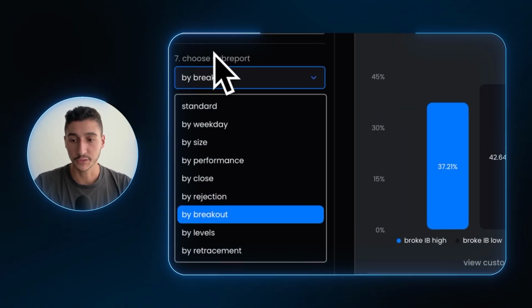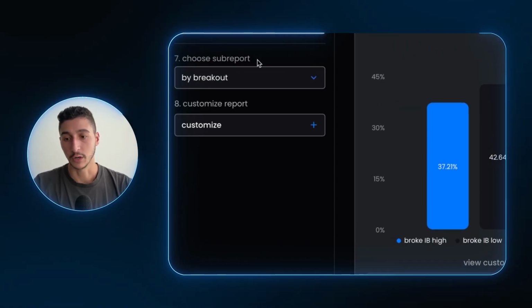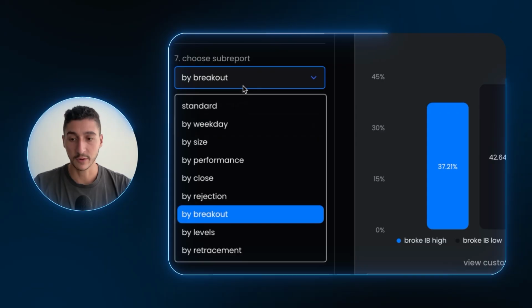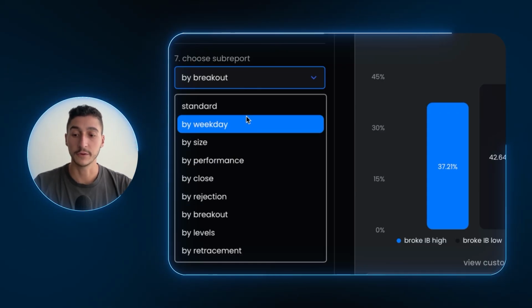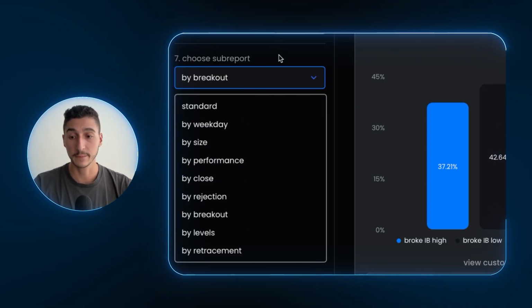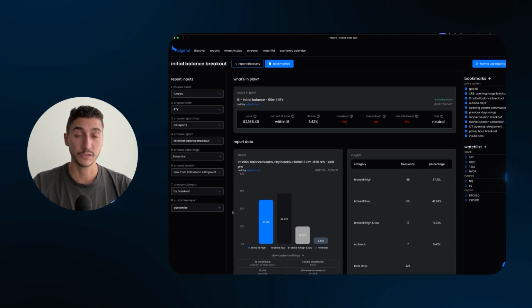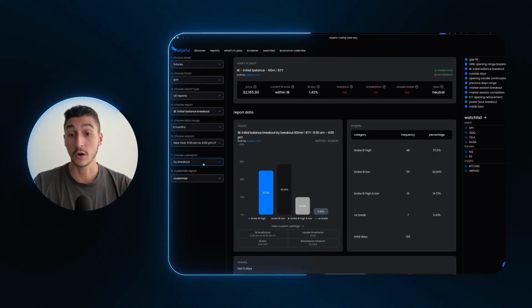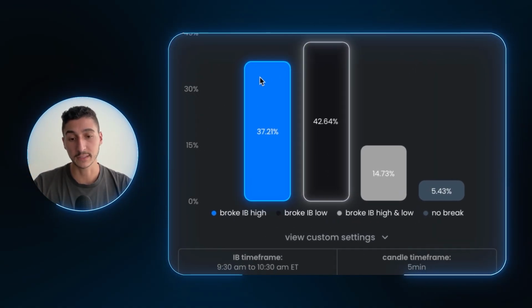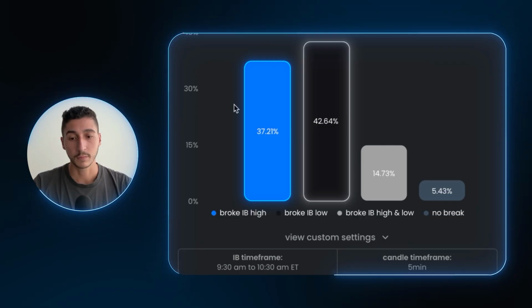We're going to cover the initial balance breakout report, the by breakout sub-report here. Number 7 on this left sidebar is going to have all the variations or the filters of the report that you want to look at. In this case we're looking at the by breakout. It's very similar to the normal initial balance report, except the only difference is that it breaks out when price broke out to the IB high versus low.